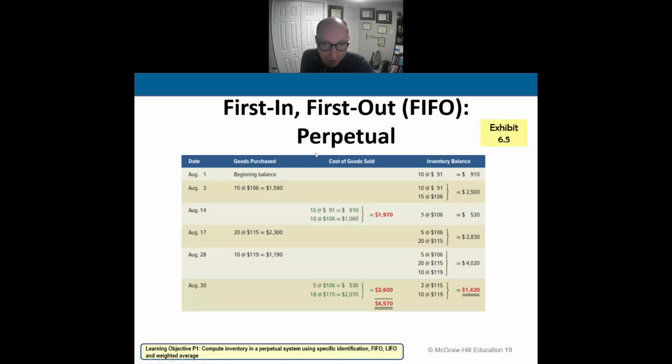And this is what it looks like under the first in, first out method. I started the month, $91 a unit. I had 10. I made some purchases. 106, 1,590. That's my first purchase, first in. So therefore, it will be my cost of goods sold because it's the first out.